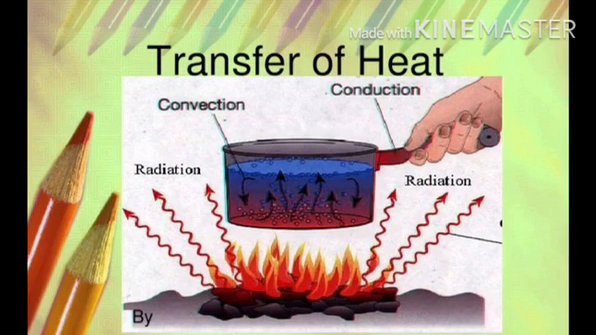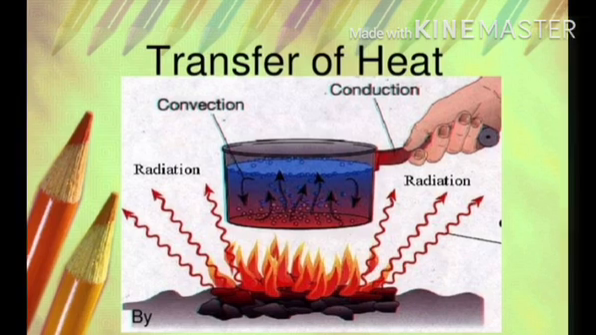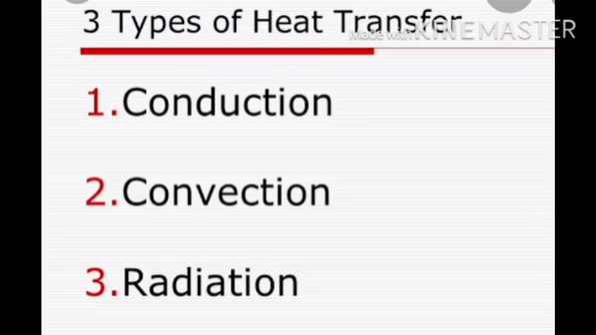Now, transfer of heat. You all know that heat is a form of energy, and energy can neither be created nor destroyed. The transfer of heat happens by conduction, convection, and radiation. These are the three types of heat transfer. In this video, I am going to discuss conduction and convection.